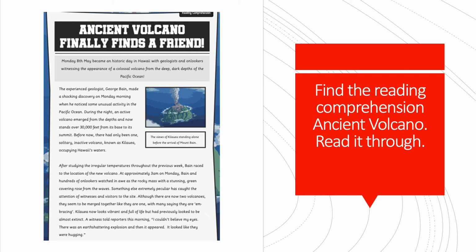Something else extremely peculiar has caught the attention of witnesses and visitors to the site. Although there are now two volcanoes, they seem to be merged together like they are one, with many saying they are embracing. Kilauea now looks vibrant and full of life, but had previously looked to be almost extinct. A witness told reporters this morning, "I couldn't believe my eyes. There was an earth-shattering explosion, and then it appeared. It looked like they were hugging."